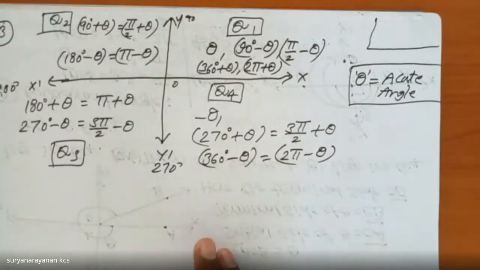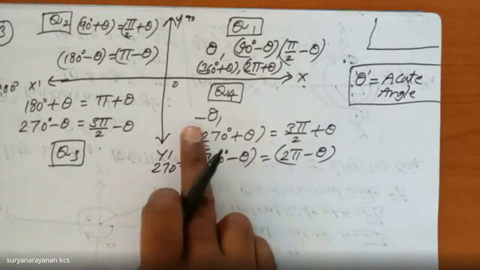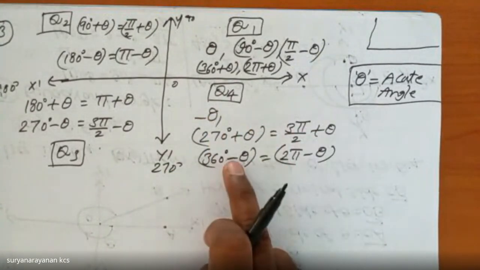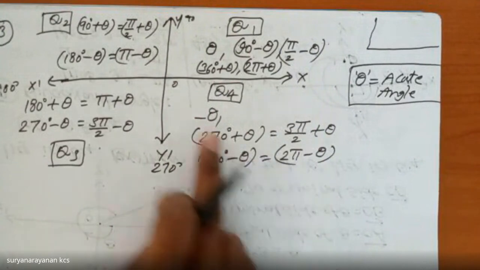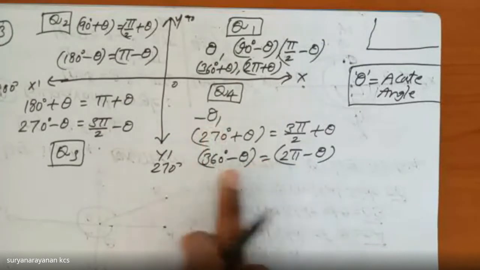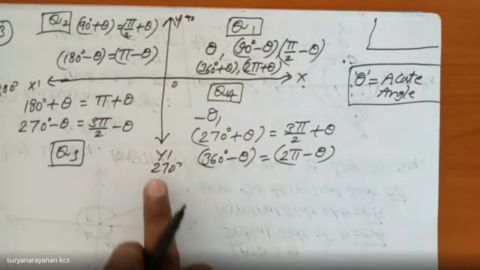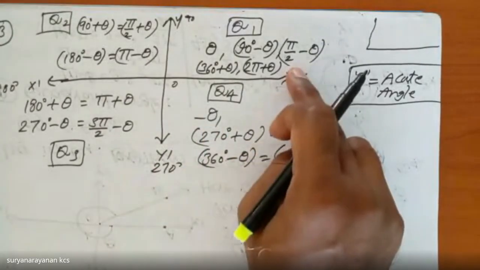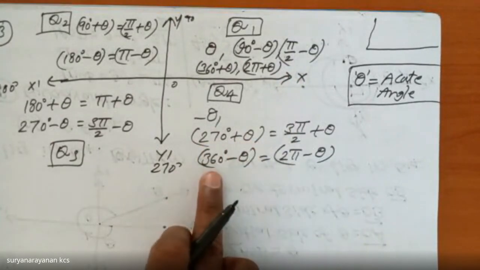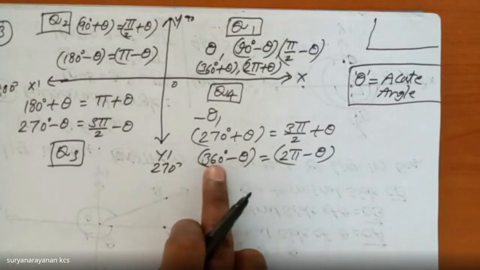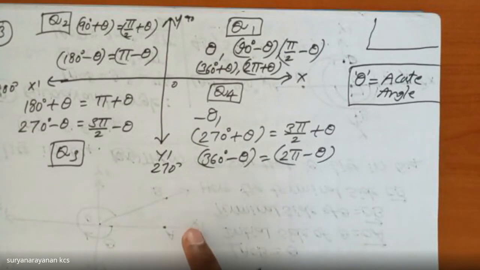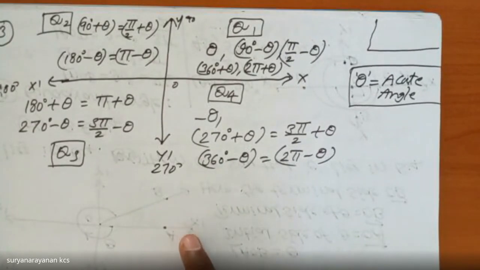If any angle is in this form, you should remember that the angle lies in the fourth quadrant. 270 degrees plus theta means more than 270 degrees, and 360 degrees minus theta means less than 360 degrees. Understood this point, my children?